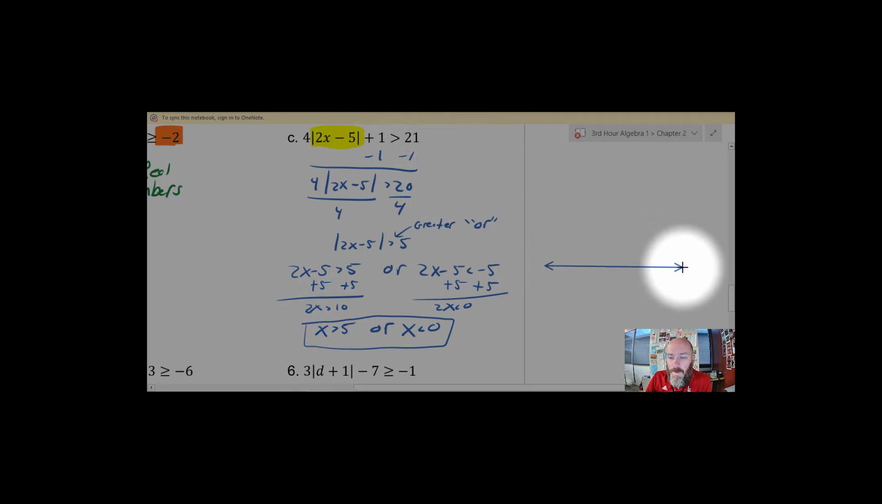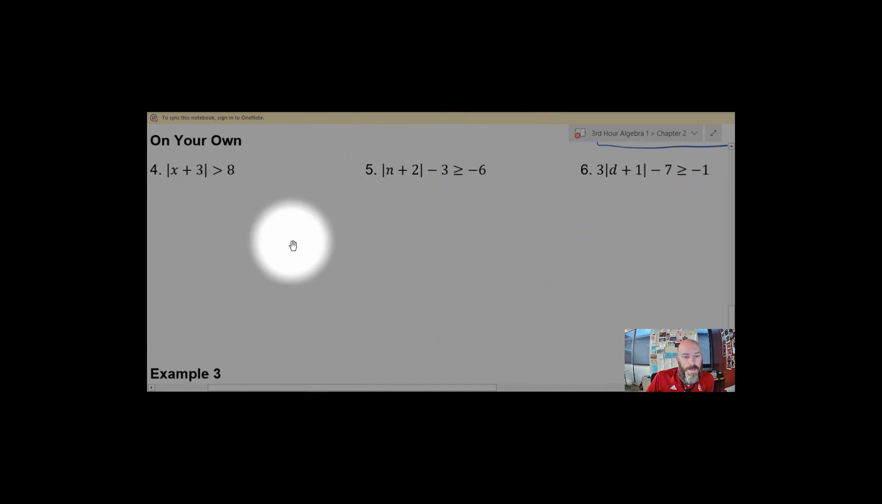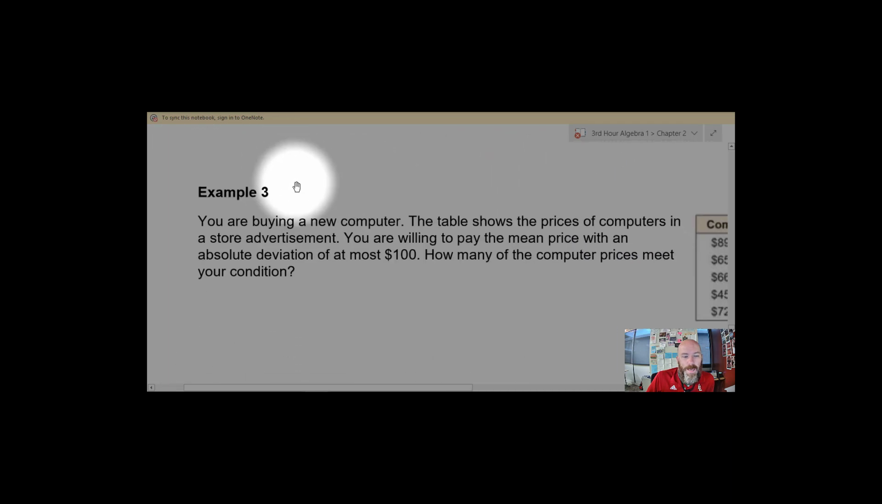I'm going to do a quick little number line here and graph this. So I have my 0 and I have my 5. These are open circles shaded to the sides. All right, moving on, I'm going to skip these on your own and do this last one here.